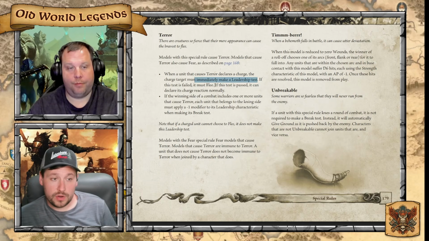If they fail, there is no reroll for a BSB or anything. If you're not veteran or immune to psychology, or if you don't cause fear or terror, and you just roll too high, you're just running away. That's it. Well, it's almost like it was terrifying.